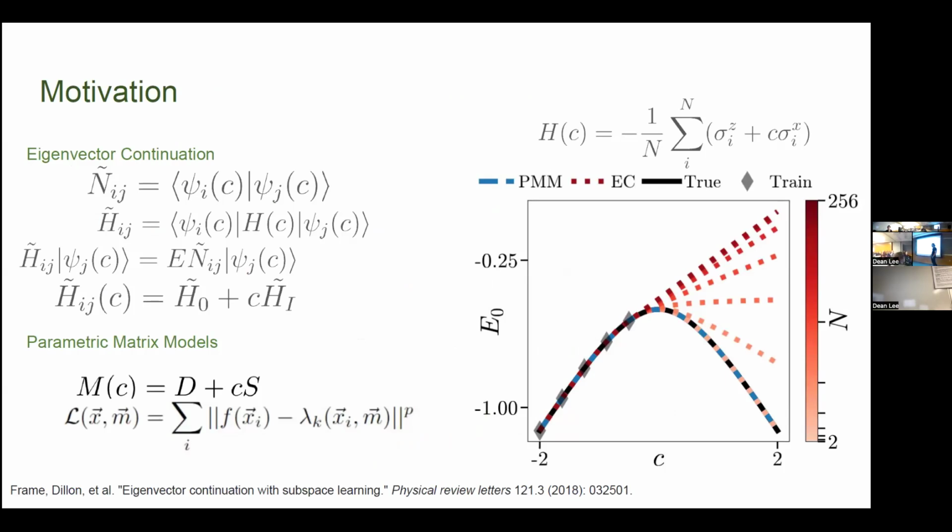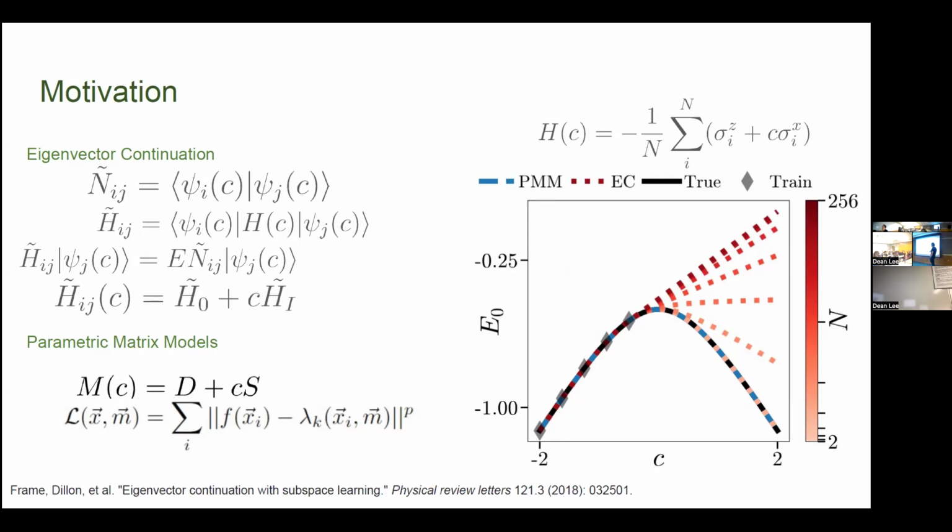As a quick motivation, in 2018, Dillon, one of Dean's students at that time, put out a paper on eigenvector continuation, which you all know, where given some high fidelity snapshots of the wave vectors as a function of coupling constant, you can form the norm matrix and then project your Hamiltonian to a lower dimensional subspace, and then solve that lower dimensional eigenvalue problem. One could think that the final form of eigenvector continuation is of this form in a lower dimensional subspace. So we decided, what if we just start where eigenvector continuation ended and just learn this Hamiltonian in the lower dimensional subspace? So that's what we did.